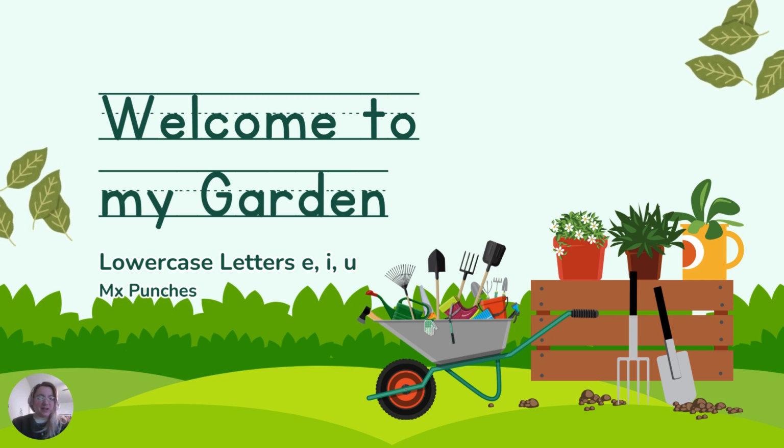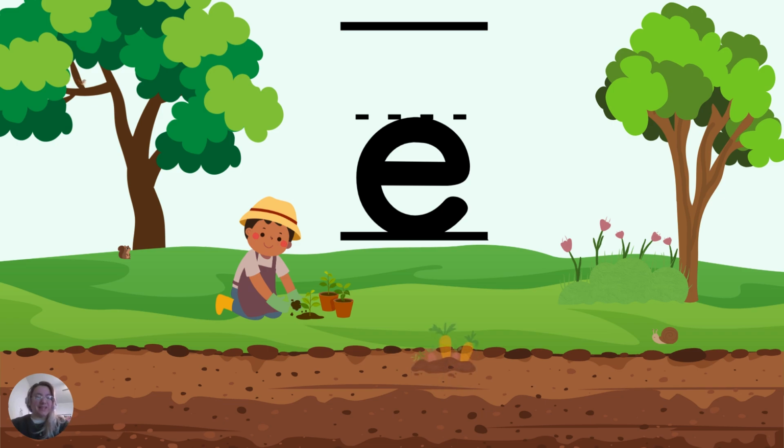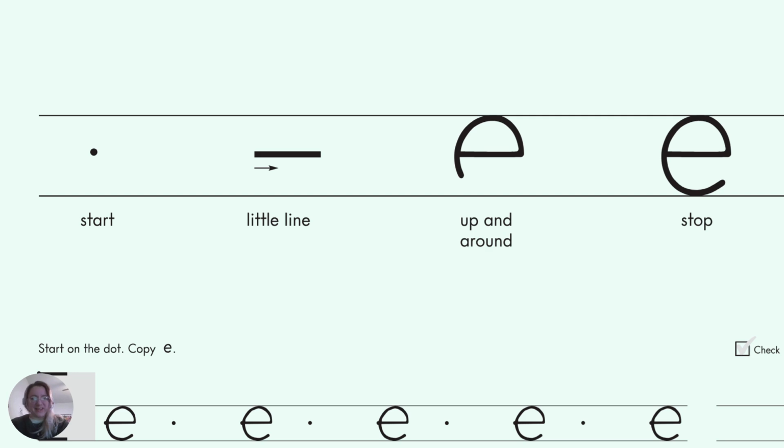We're going to be talking about lowercase letters E, I, and U today. First, let's start with the letter that says eh, eh, eh. Sometimes he can go E when he says his name. That's right, letter E. How do we write letter E?